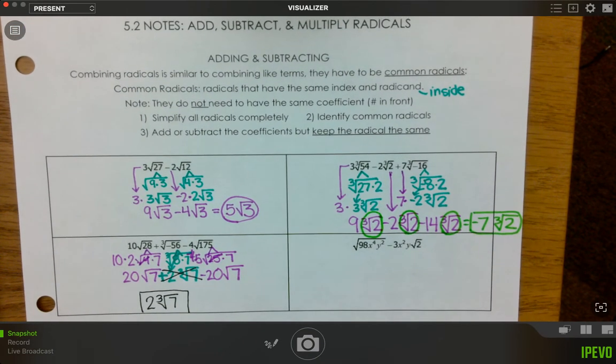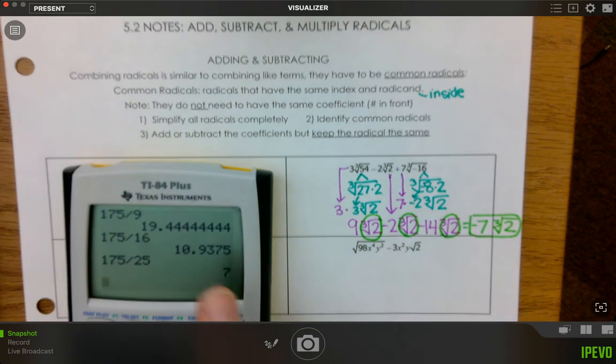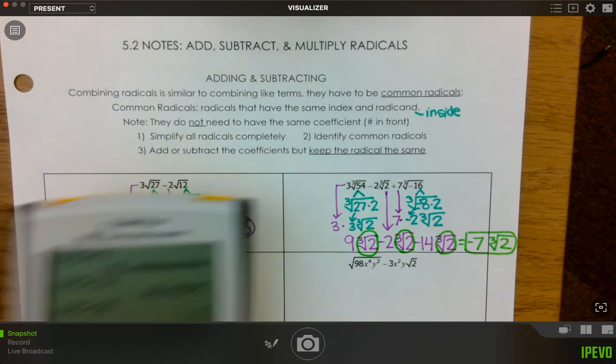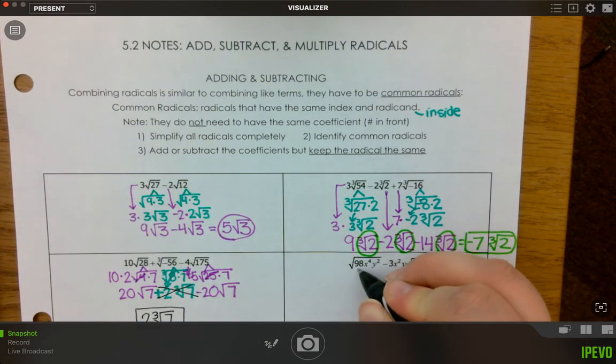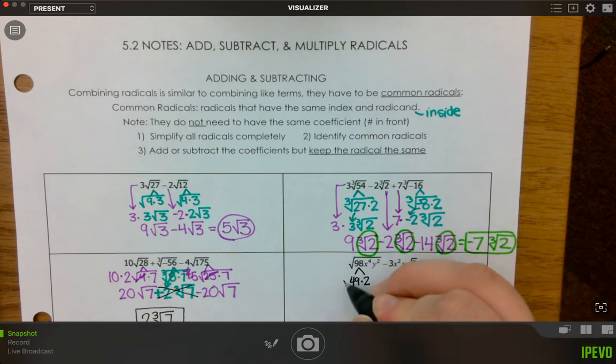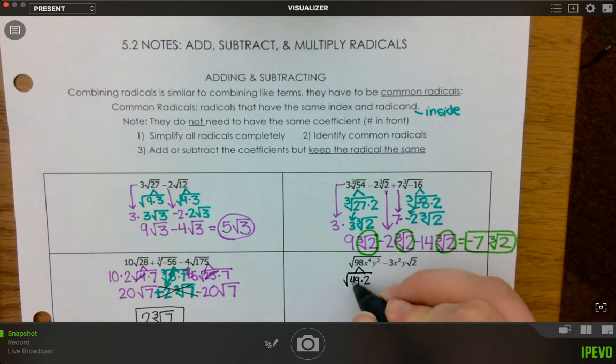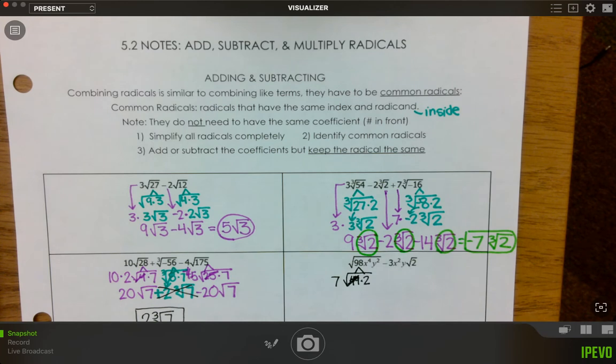Okay, on this next one, I'm going to actually just kind of show you it this way. 98 is 49 times 2. That means that the square root of 49 is 7, gets to come out front. So I have 7 square roots of 2, and then I have to deal with my exponents.